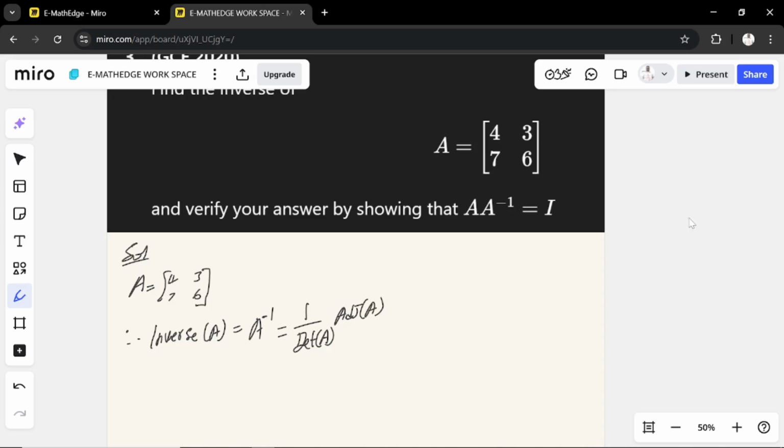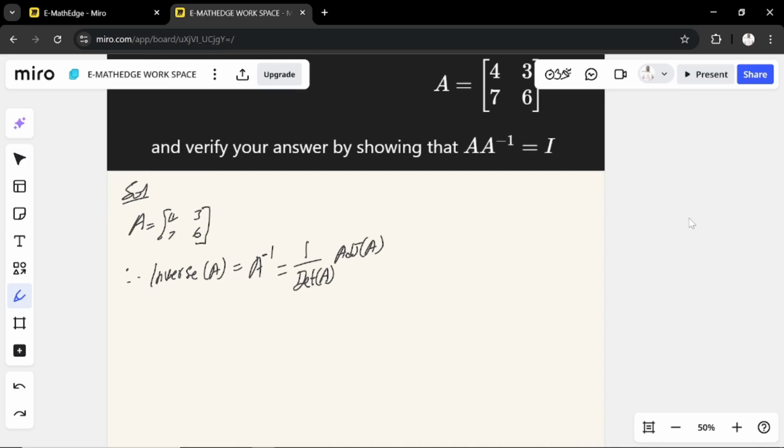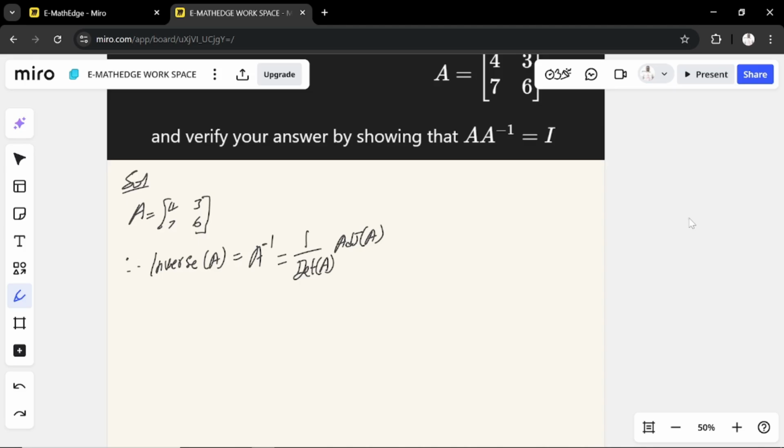So this is the formula for obtaining the inverse of a matrix. First, you need to obtain the determinant, that is if it is not given. And secondly, you also need to obtain the adjoint of the matrix if it is not given. Then you substitute it into this formula to obtain the inverse of that matrix. So first and foremost, let's go ahead and obtain the determinant of the matrix A.